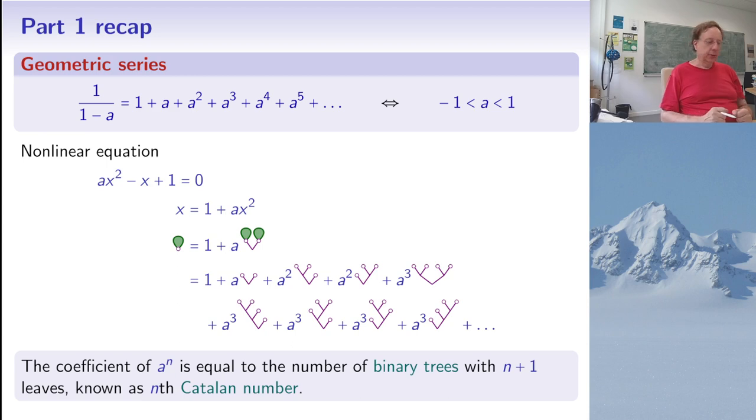And I showed you a graphical way of doing this that amounted actually to having terms indexed by trees, by binary trees. And the coefficient of a to the n was equal to the number of binary trees with n plus 1 leaves. And this number is known as the Catalan number, and we know how to compute these numbers.